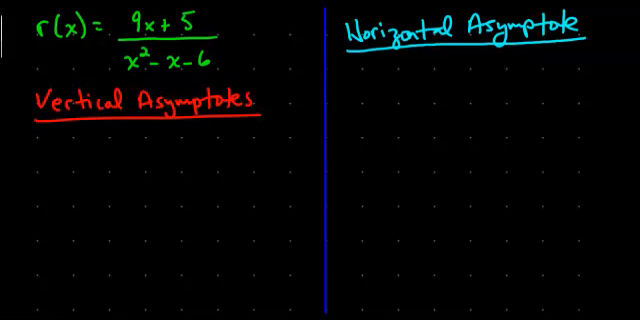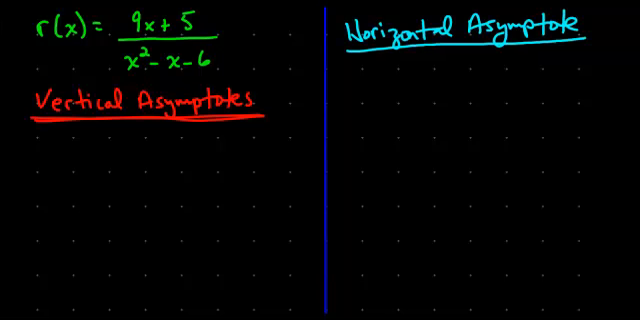In this video, we're going to look at this rational function, 9x plus 5 divided by x squared minus x minus 6, and we're going to talk about the asymptotes. So first of all, let's talk about the vertical asymptotes. The vertical asymptotes are going to be our bad spots in our domain.